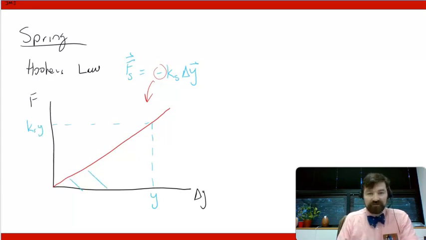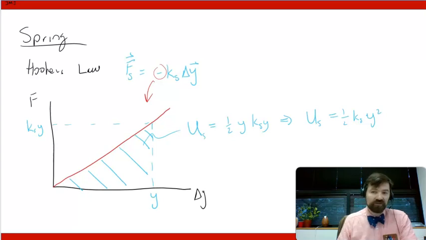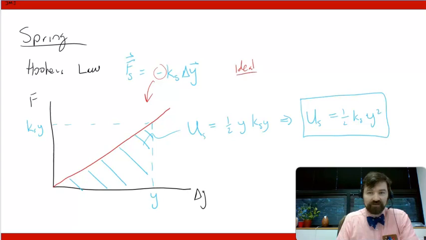And the area that I'm finding here is the area of a triangle. So this tells me that the potential energy should look like half of the base, that's y, times the height, k_s times y. And so the potential energy for a spring should look like 1/2 k_s times y squared, or delta y squared, whichever you'd like to call it. And this right here assumes an ideal spring. So this is an ideal spring.